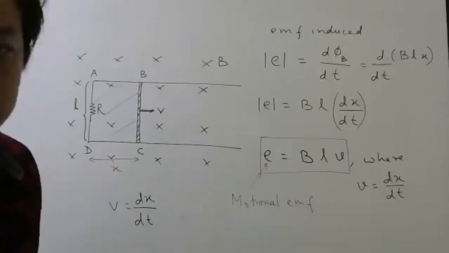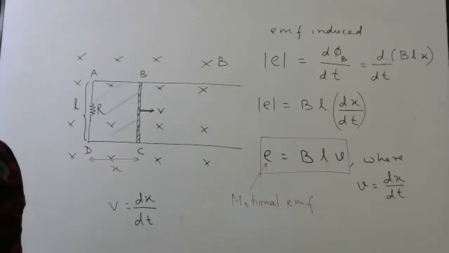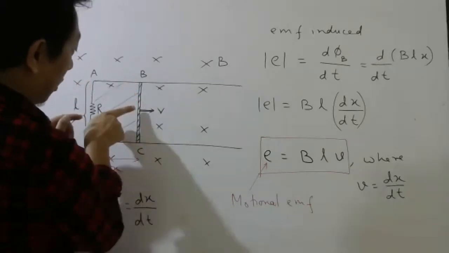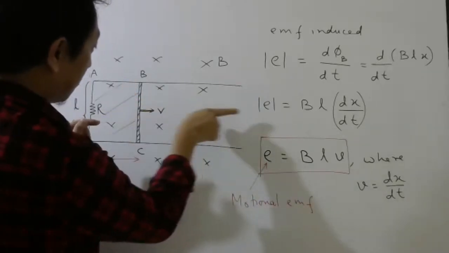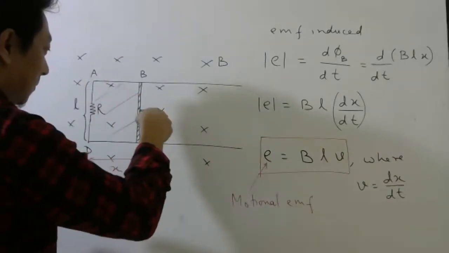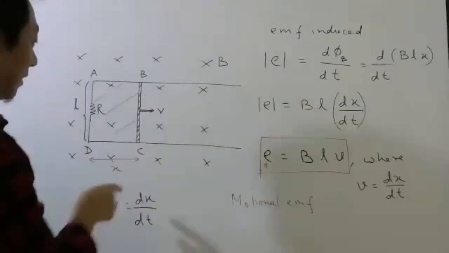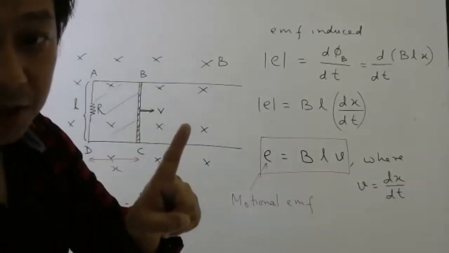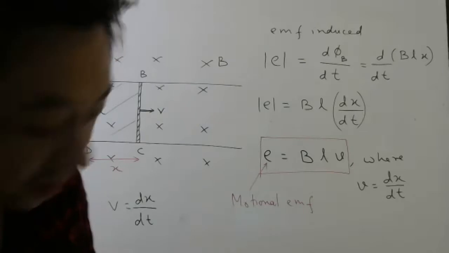Done? Okay. So now, how to define this? One thing you see very carefully. The rod is moving with velocity v. The magnetic field is into the board. And this is the length of the rod. So the length of the rod, let me mention it here.